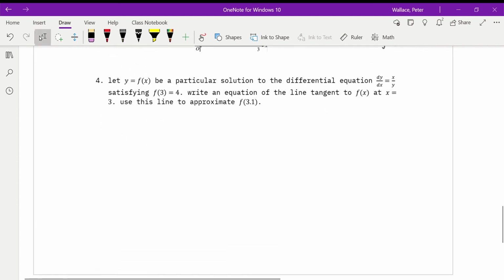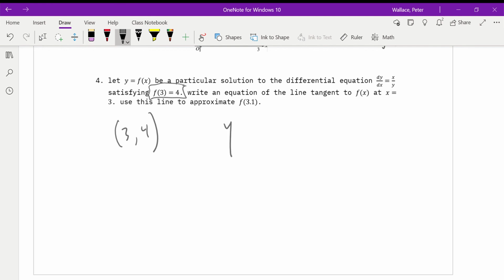Let's get on to this last one before this video gets too long, which gives us a differential equation, and we want to find a particular solution that satisfies this. So f of x, so we've got a point 3, and it produces the y 4, and we want an equation of the line tangent to this 3 comma 4 at x equals 3. Use this line to approximate the f of 3.1. So we need to find a line tangent to x equals 3, and then that can help us get our f of 3.1. So how are we going to get our tangent line?